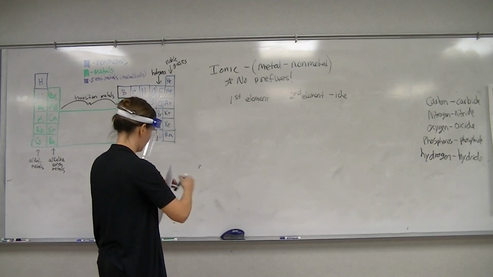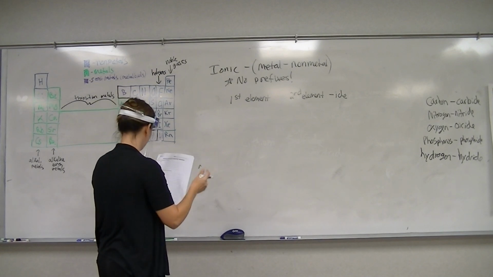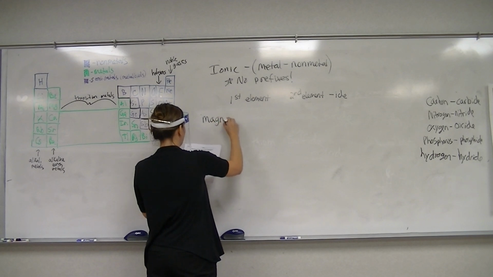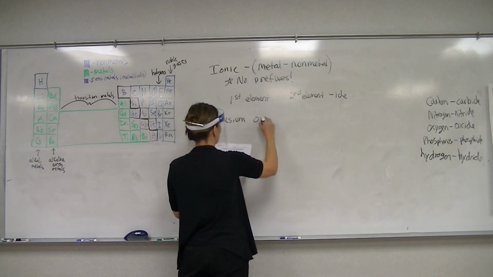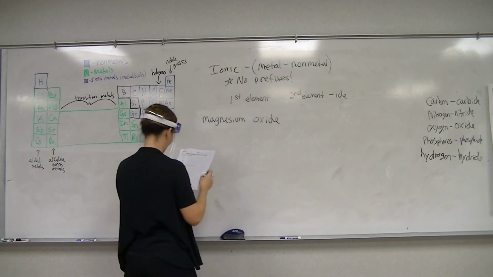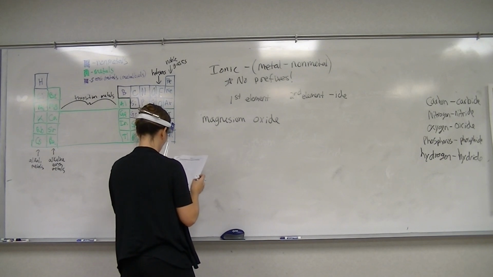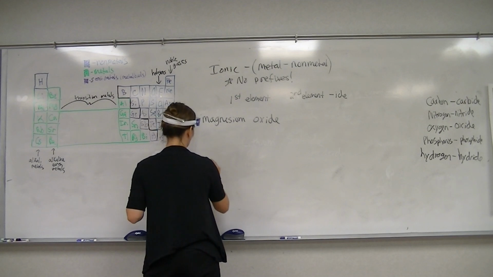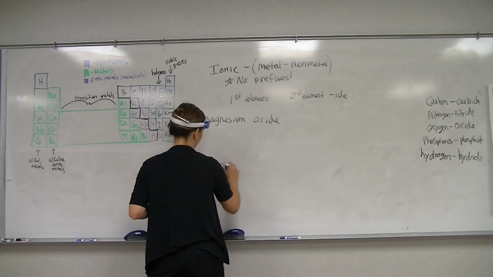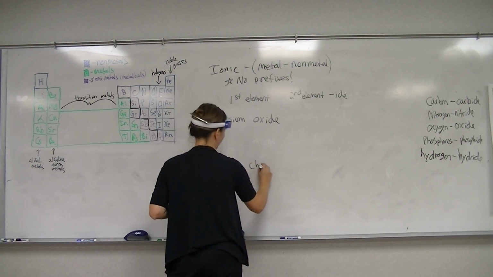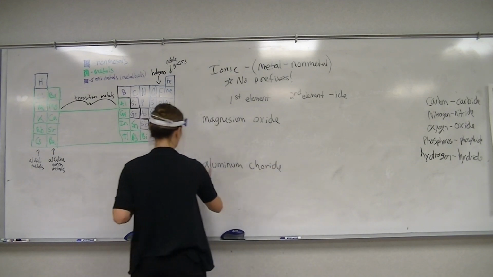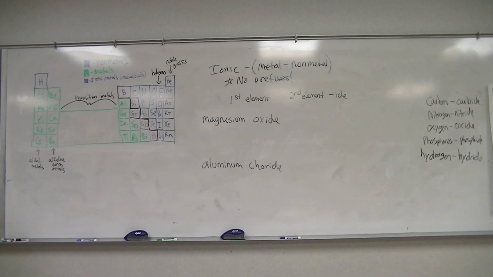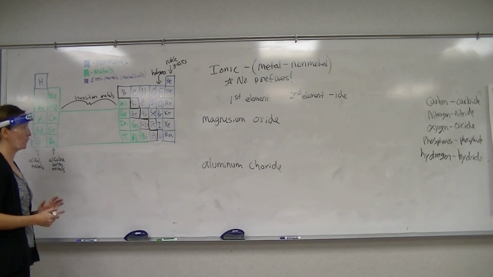Here we're going to take magnesium oxide. Let's do chloride. So here are two names of two ionic compounds. Notice no prefixes, and then we have a metal with a non-metal. So how do we come up with their chemical formulas?